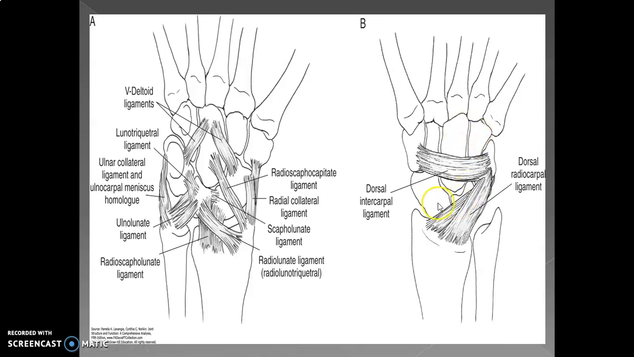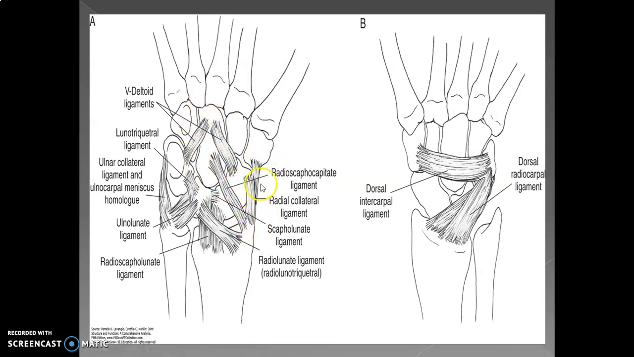Now when we go through, you have the figure here. You have all the volar ligaments on one side and all the dorsal ligaments on the other side. So here you can see the ligaments such as the radiolunate ligament between the radius and the lunate bone. Then you have the radioscaphoid, the radius attaching to the scaphoid bone. And then you have the radiocapitate, radius to the capitate bone.